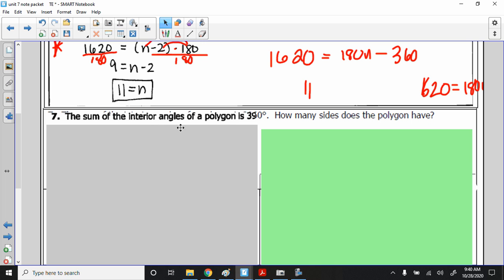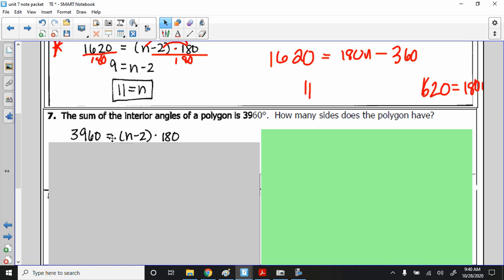The sum of interior angles of a polygon is 390. How many sides does the polygon have? So they have an interior sum. I think this says 390. No, this is 3960. I cut and pasted that weird. So 3960 is the same exact thing.